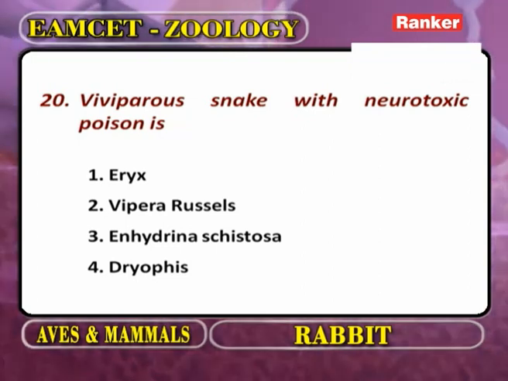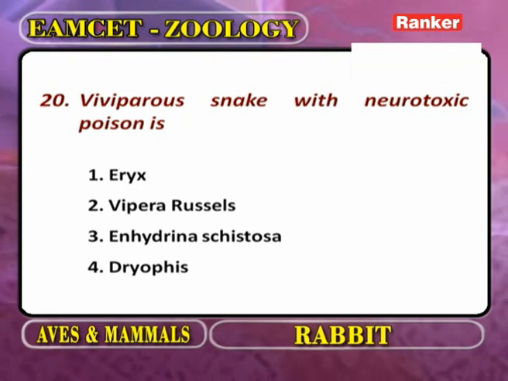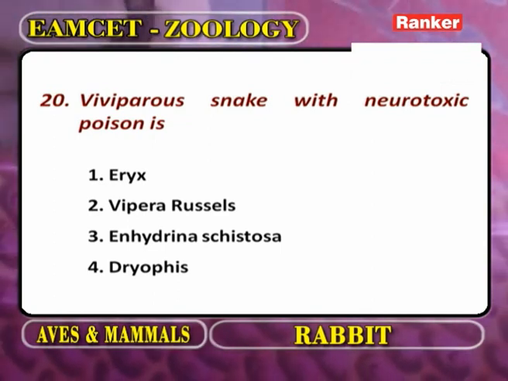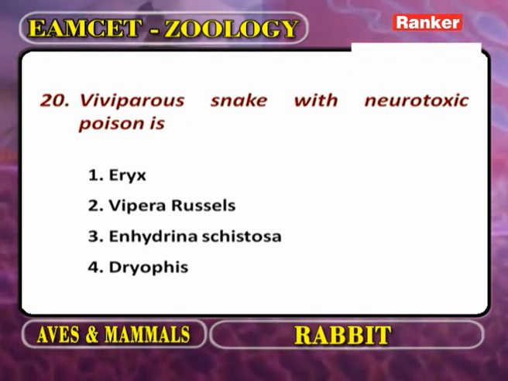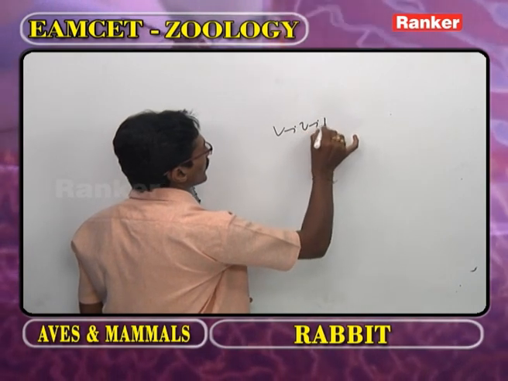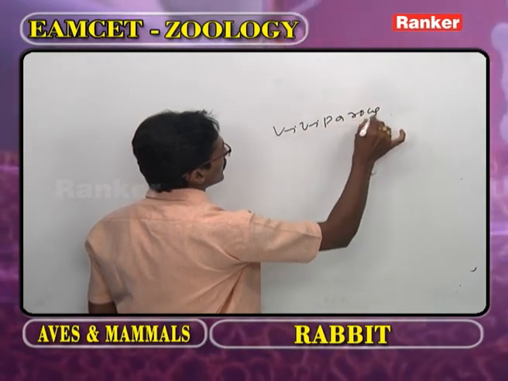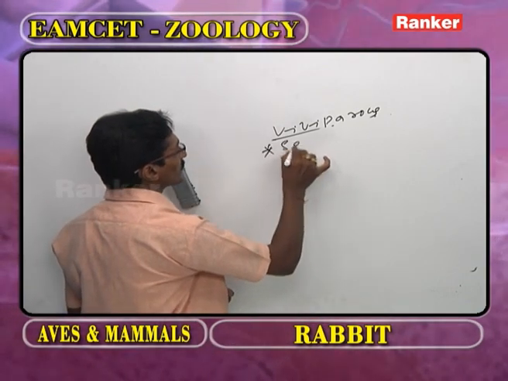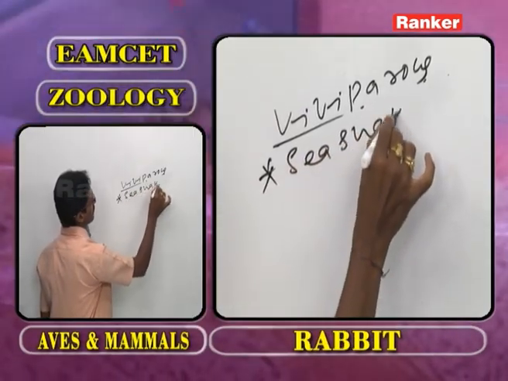Viviparous. What is meant by viviparous? Giving birth to young ones. Viviparous snake with neurotoxic poison. Now, as we observe the viviparous snakes, what are the viviparous snakes? One example is the sea snakes.